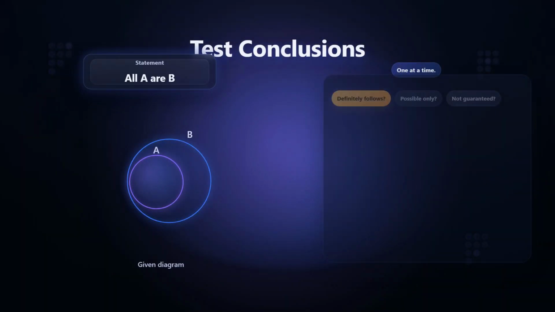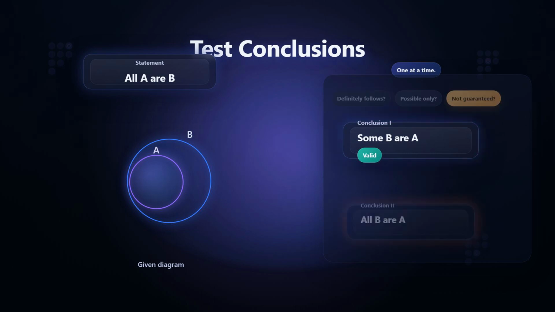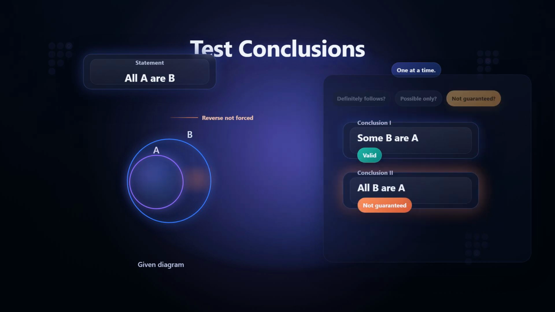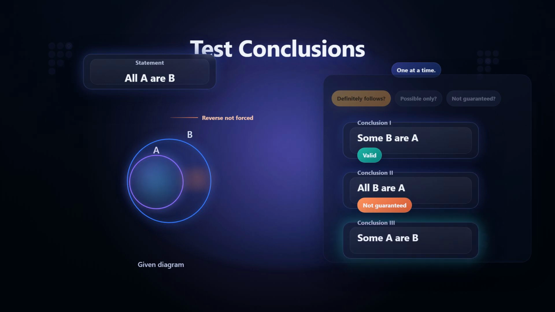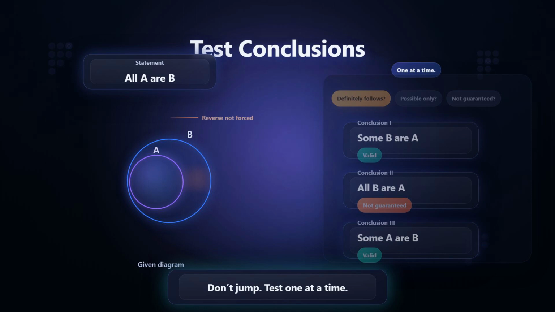Once your diagram is ready, don't jump to the answer. Test each conclusion one by one. Ask a simple question. Does this conclusion definitely follow from the statements? If yes, mark it valid. If no, check whether it is only a possibility. And if the diagram does not force it, do not select it. Test one conclusion at a time.